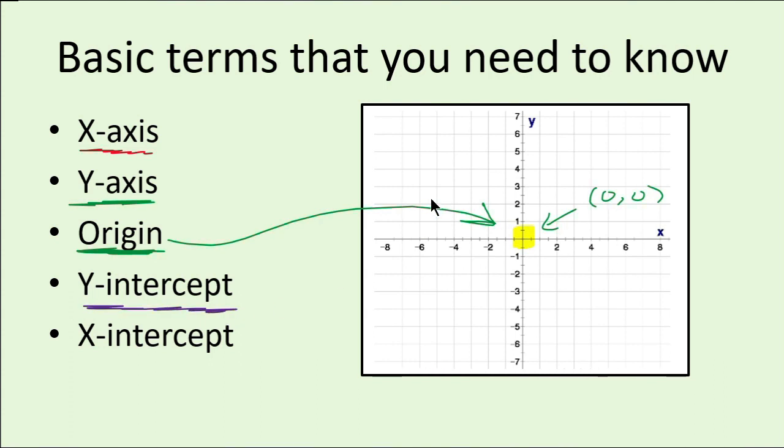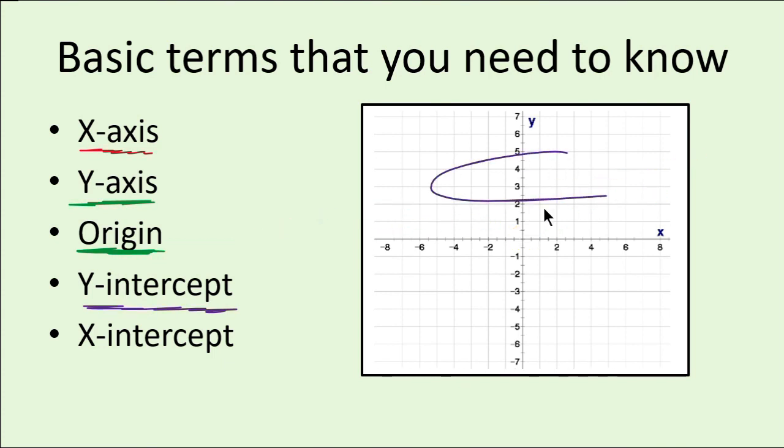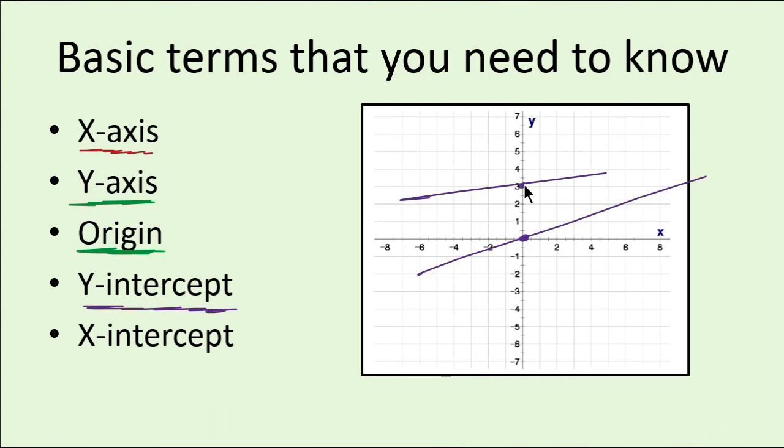Y-intercept is the point at which a line crosses the y-axis. For example, this purple point. Some graphs may have two y-intercepts, right? But we are not dealing with such graphs. Today we are going to deal with linear equations, and linear equations have one y-intercept. They can only pass that y-axis once.